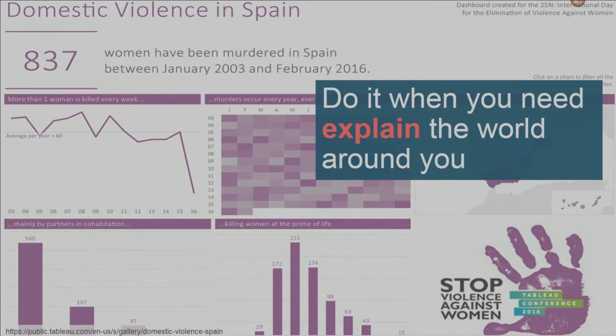And you should do it when you need to explain the world around you. So those of you coming to Fanalytics this afternoon, this visualization is by one of our Fanalytics speakers, Pablo, based in the UK, but he's Spanish. And this is something he wanted to explain. So Spain, like many places in the world, has issues with domestic violence and violence against women. And this is something he feels passionate about and something he doesn't quite understand why it's happening.